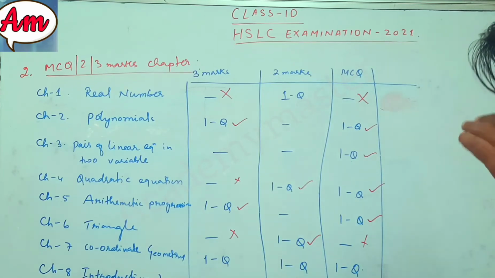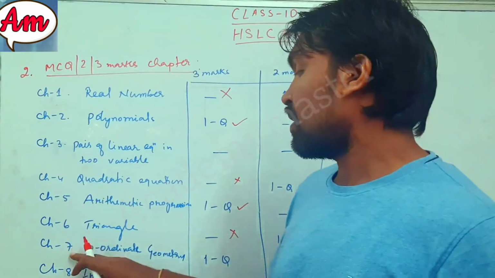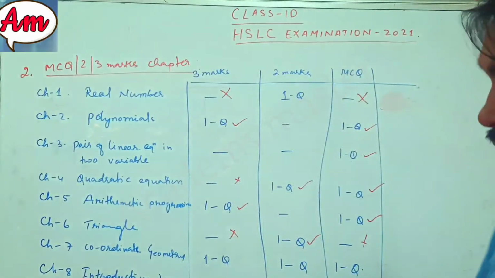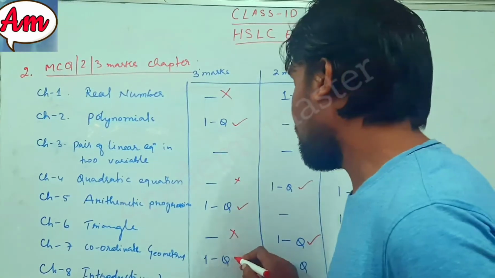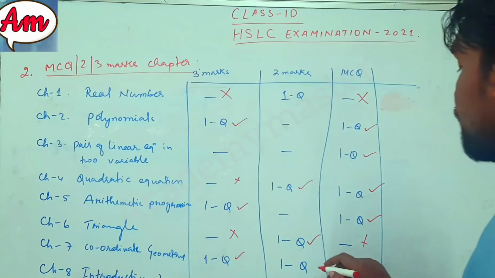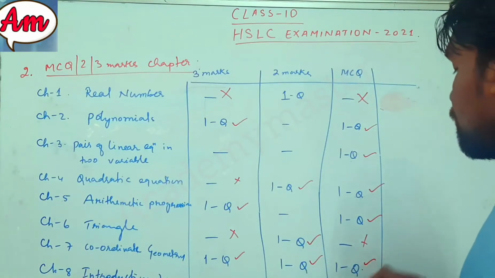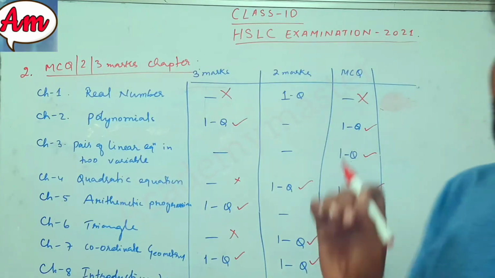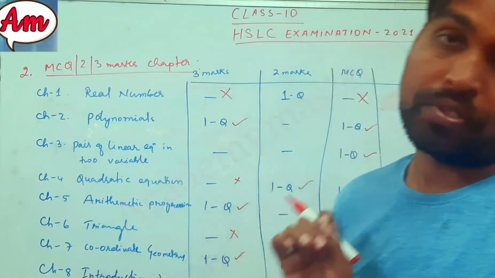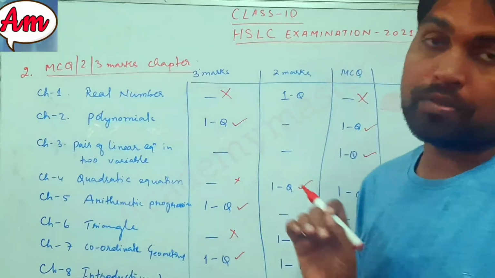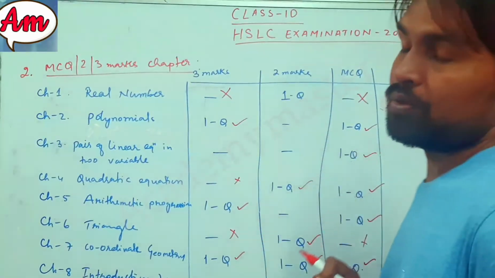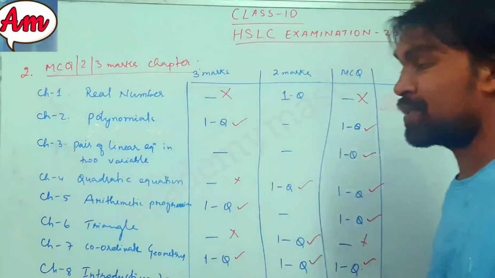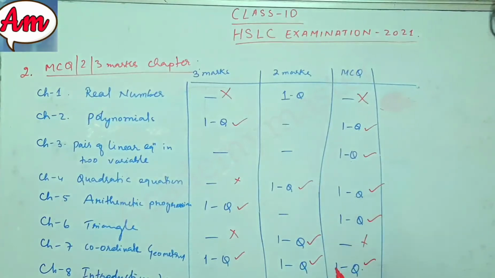Okay, got it? Now moving on to the 7th chapter, that is coordinate geometry. Dear students, you will be getting 1 3-mark question in this chapter, 1 2-mark question and 1 MCQ. That means 1 each will be coming. So the MCQ of chapter 7 is important. You need to study it. A 2-mark question will be coming from this chapter, and 1 3-mark question will also be asked. So it becomes really important. In this way it is giving you 6 marks.